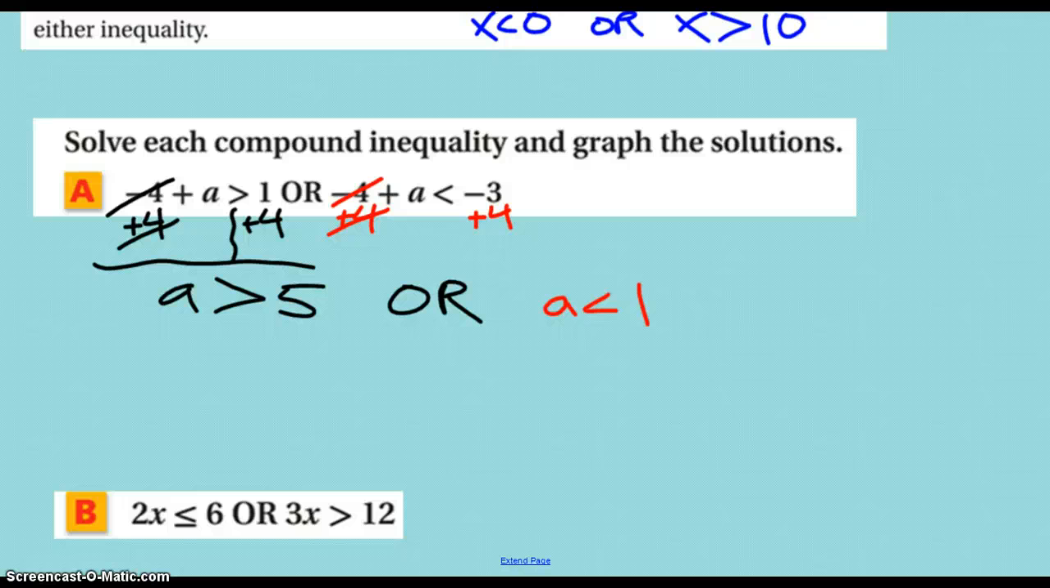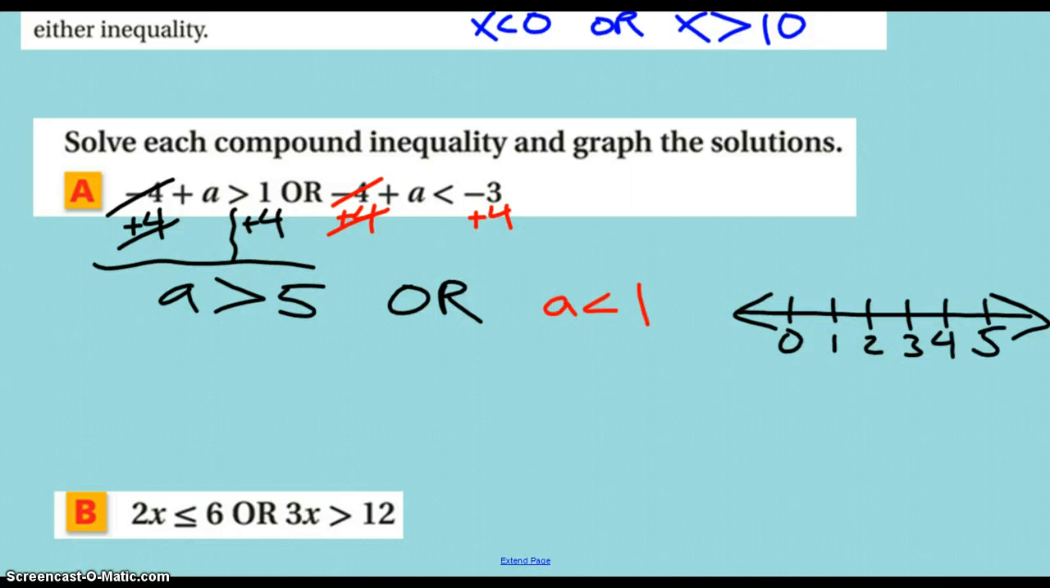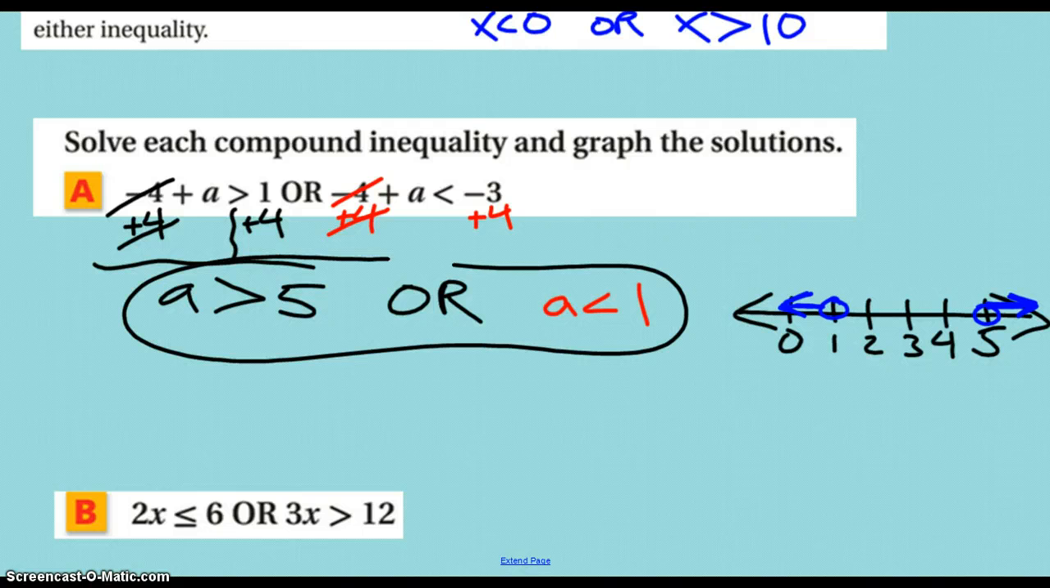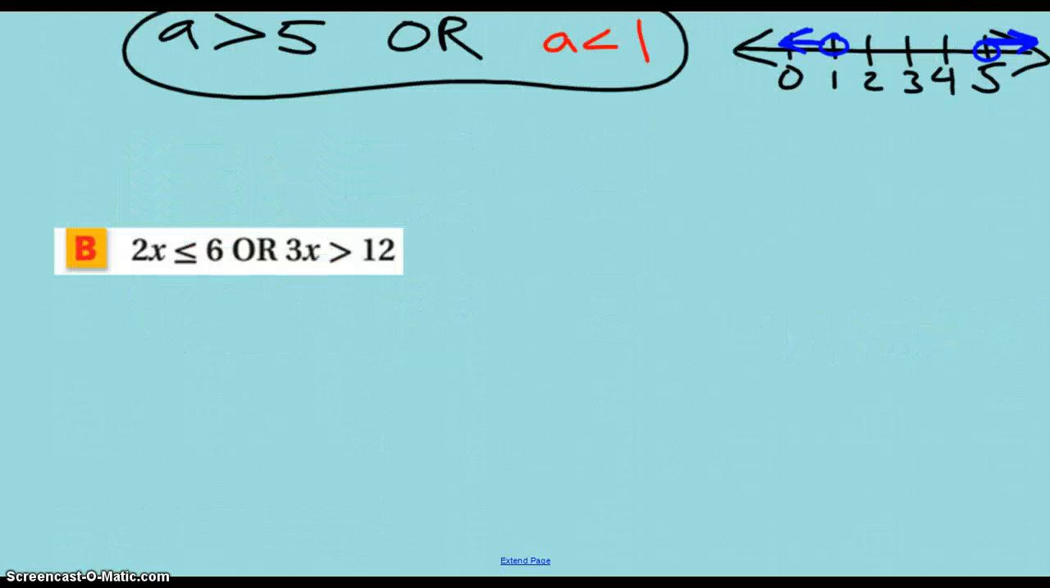And let's check and see what that graph looks like. So maybe we go 0, 1, 2, 3, 4, 5. And we're not including 5, but a is greater than 5. It would look like that. A is less than 1, not including 1. And there we go. Just like that. So that's the graph, and then our official solution would be right there. Alright, moving down to the second example, and that's all I'll have here.